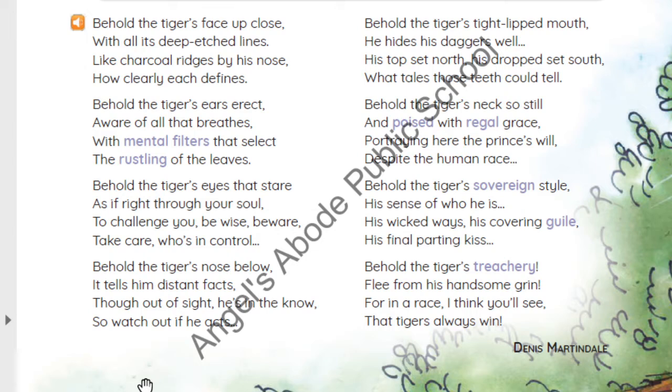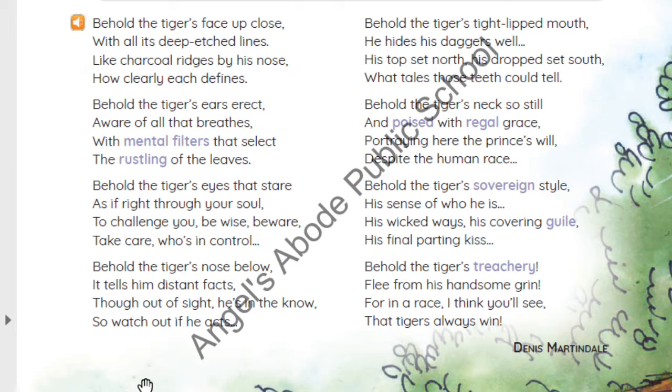So where do they start? They are starting from the physical appearance of the tiger. First of all they are talking about its face, and his nose. On the face, many deep edged lines were there. These lines were trying to tell us many stories. His nose seems like charcoal is rising from his nose.